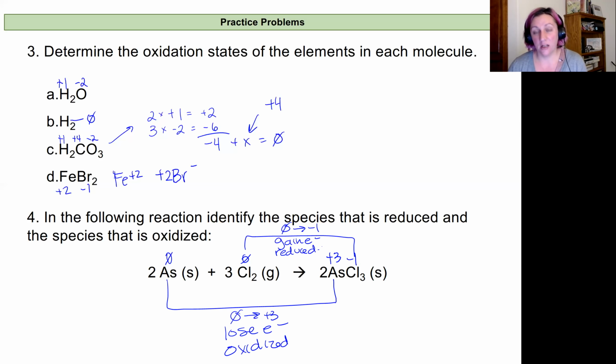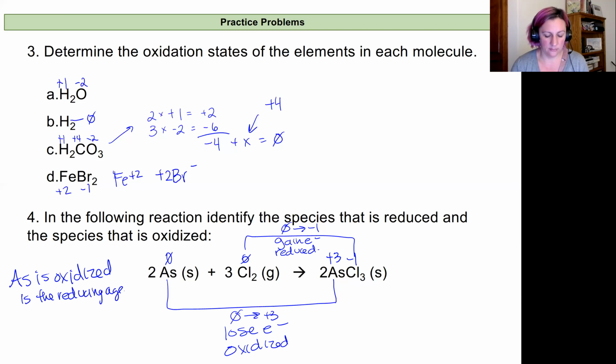All right, so my arsenic is oxidized or is the reducing agent. And my chlorine is reduced or it's acting as the oxidizing agent.